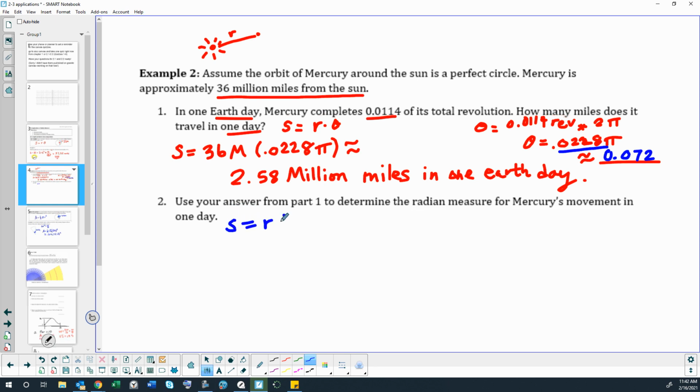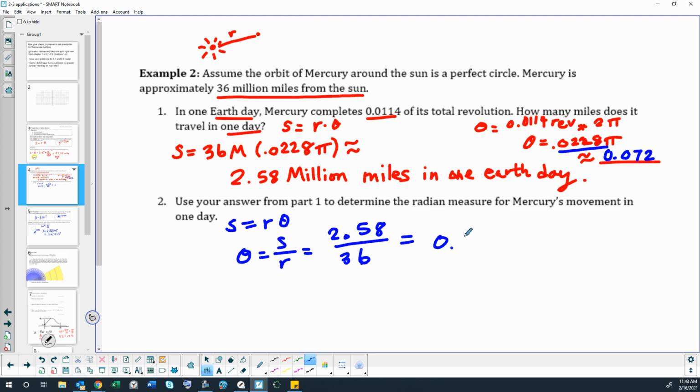So we know that S equals R times theta. And to find theta, the number of radians in one day, we could take S and divide by R, correct? So S, the arc length we just found, was 2.58, and the radius from the sun was 36 million. If we divide that, what do we get? It should be the same answer we got here. If you want to check and see, which is what I was doing when I was a little bit bewildered on why I had something written down other than just this to answer the question.